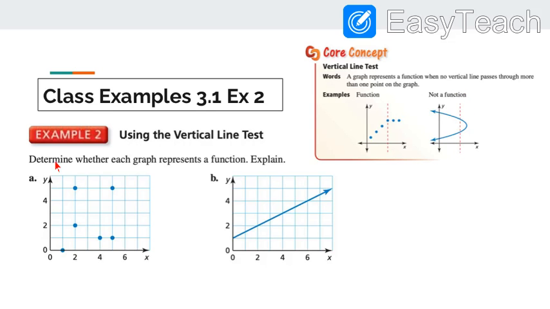So for this first one over here, we could draw a vertical line, touches this first one once, touches both of these twice. You'll notice you have an x value of 2, you have 2 different y values, means it's not a function. Whereas this one over here, no matter how you draw vertical lines, you never cross the actual graph line more than once, so therefore this one is a function.